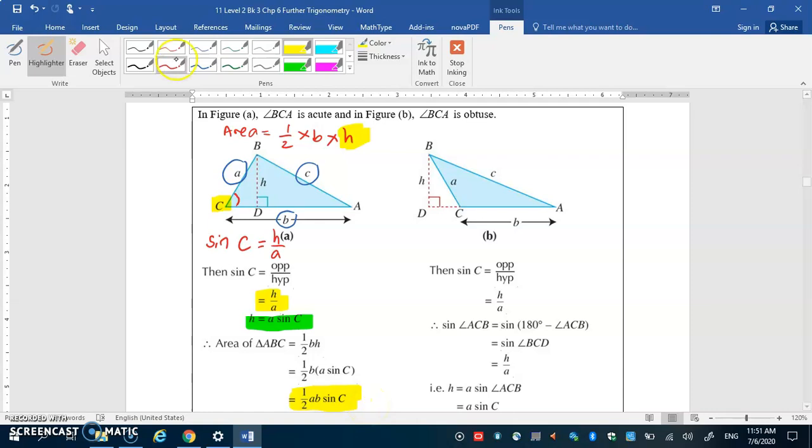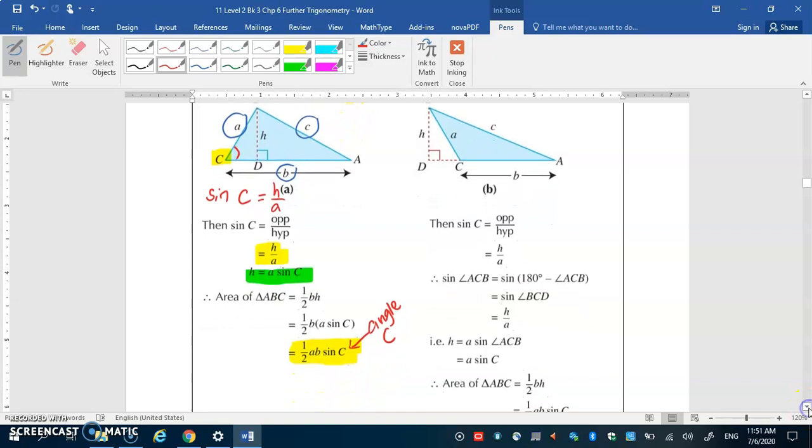Okay, the C here refers to angle C because it's capital letter, right? So this is referring to angle C, and A and B are referring to the 2 sides over here. Okay, so A and B are the 2 sides, and angle C is actually in the middle of the 2 sides. Okay, as you can see from the diagram.